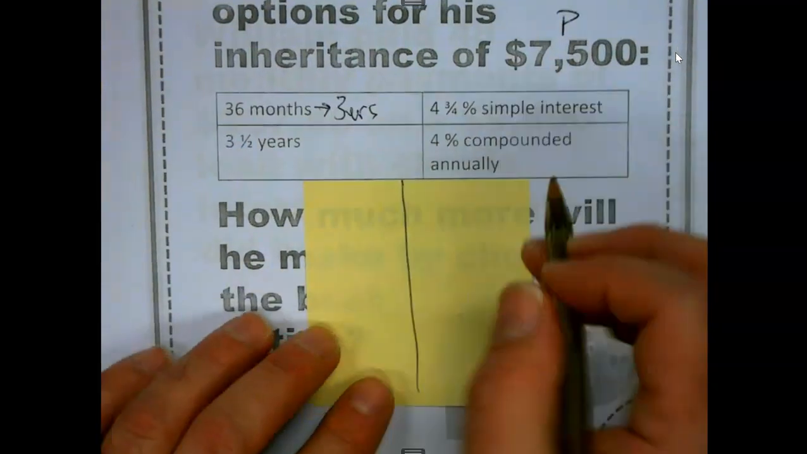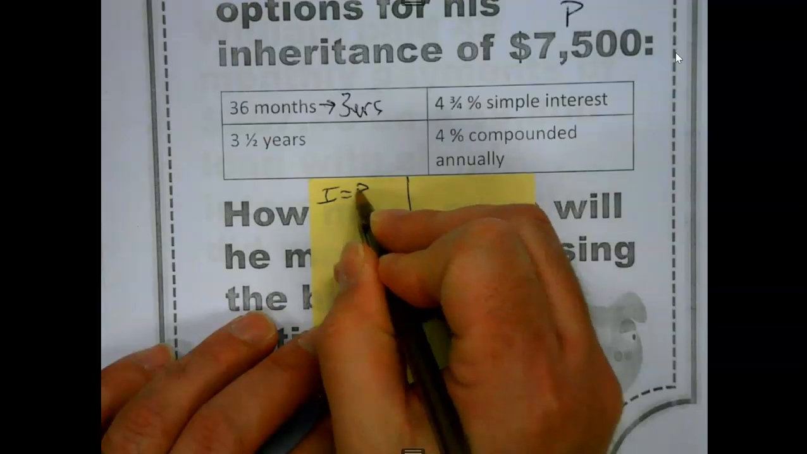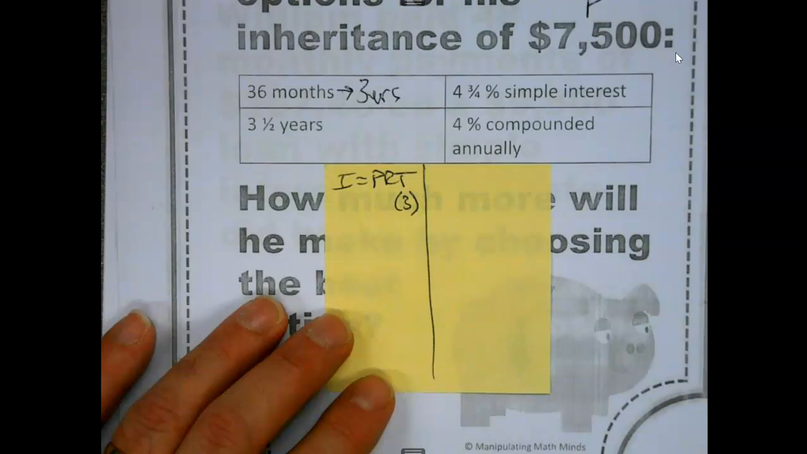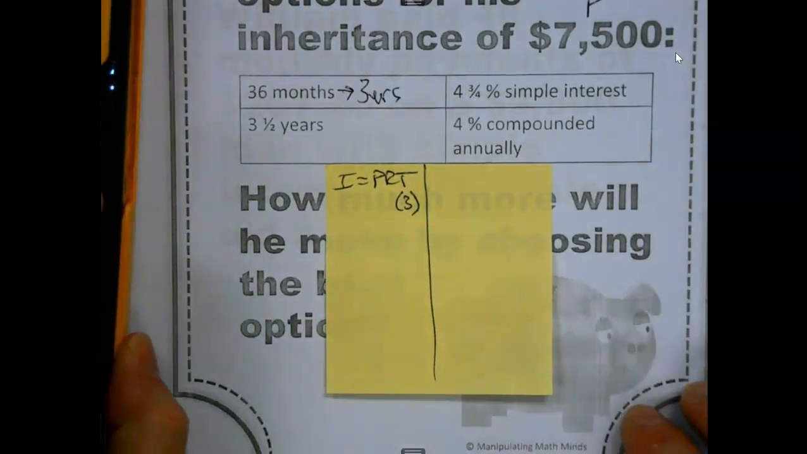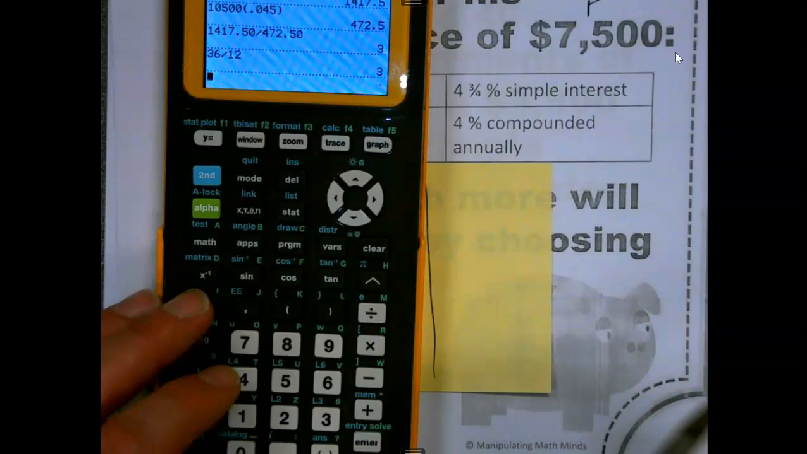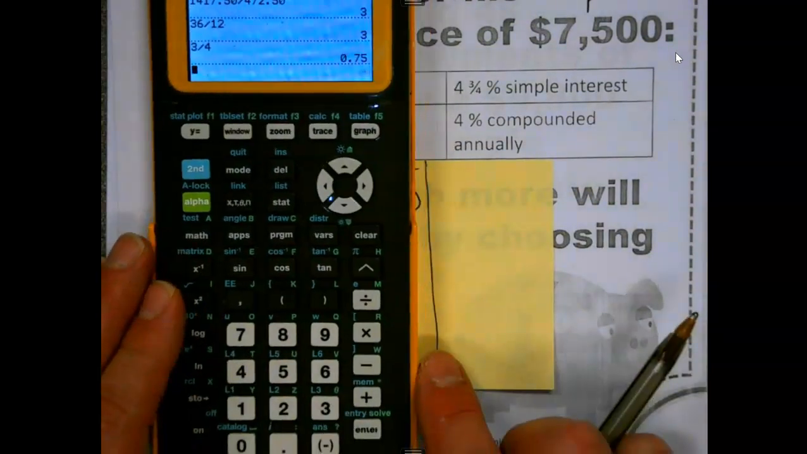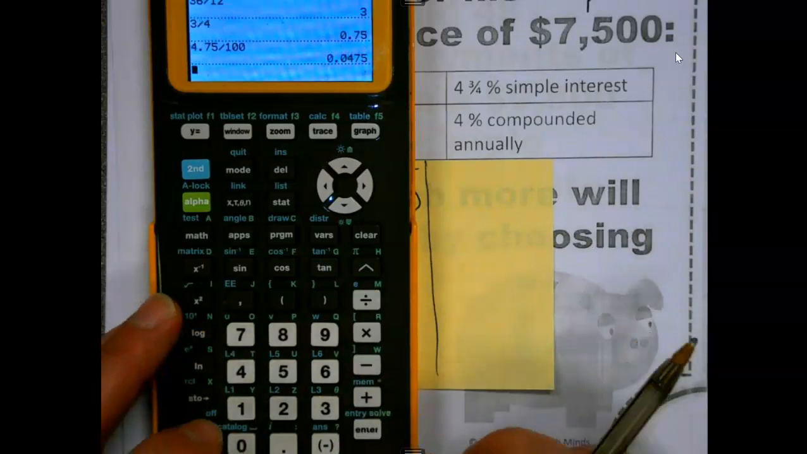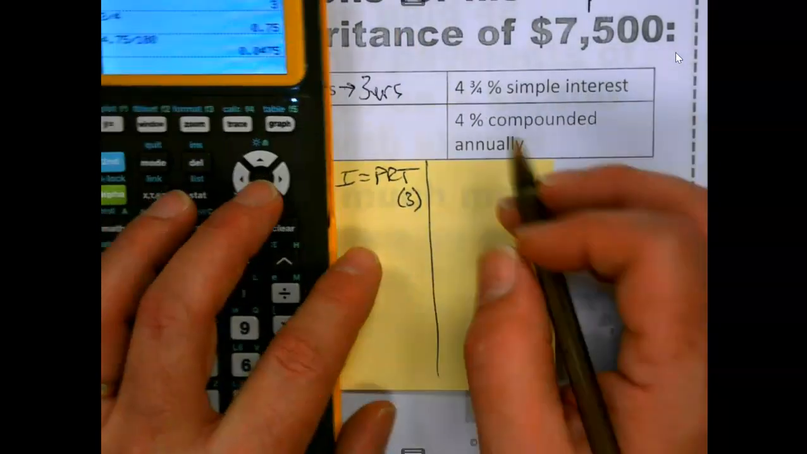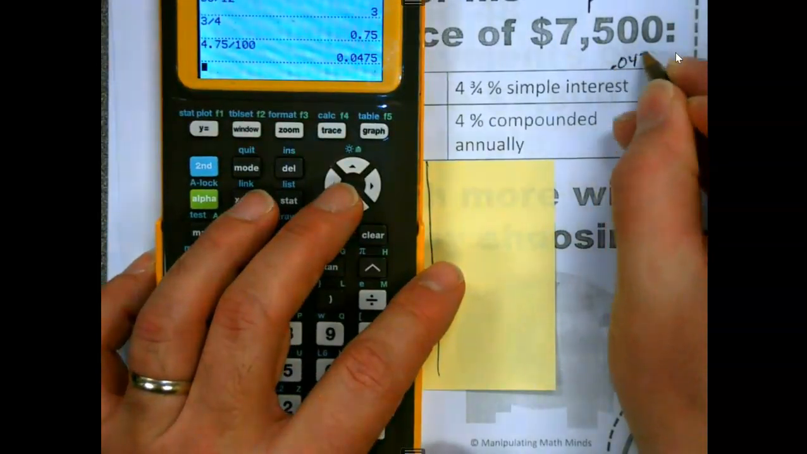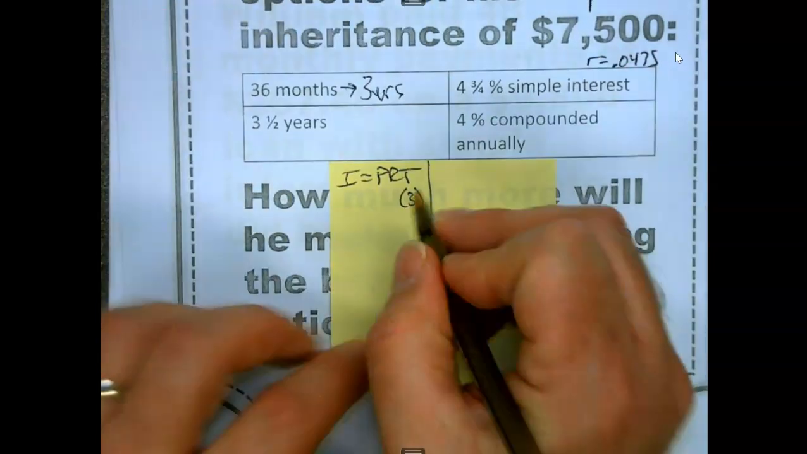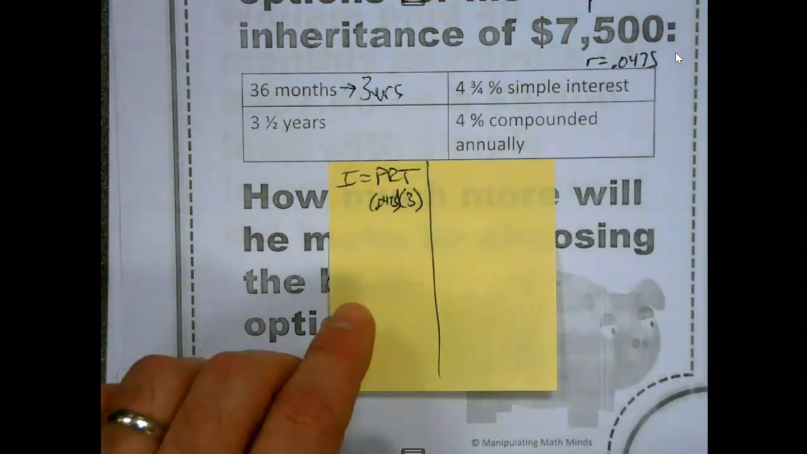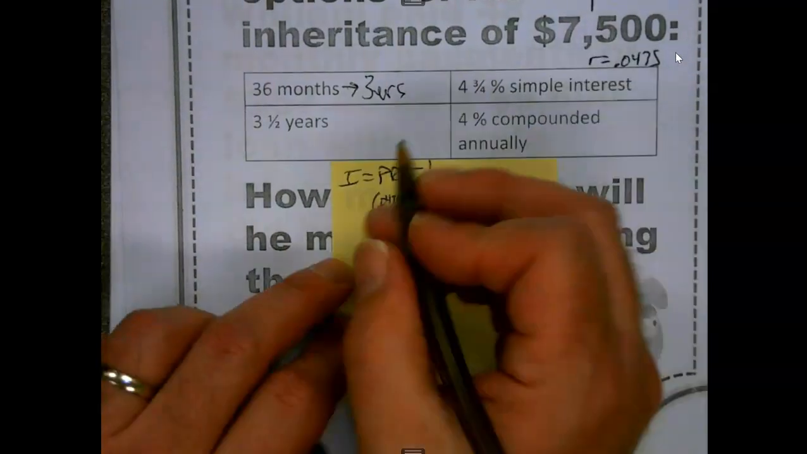So let's see. This is simple interest. So we're going to start with simple interest. So 3 years is my T. 4 3/4%. You're like, how do I mess with that? 3 divided by 4 is 0.75. So 4.75 divided by 100 is going to get me my rate. So my rate is 0.0475. And my principal is 7,500.